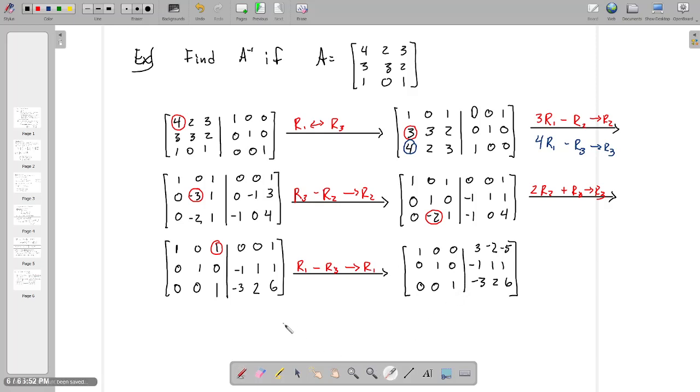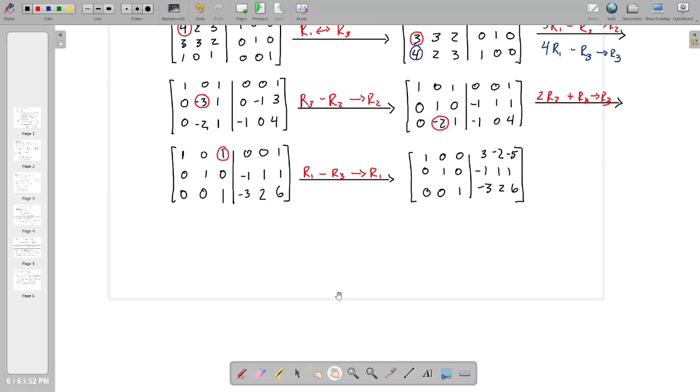And now I have it exactly how I want it. I have reduced row echelon form. Notice that I have the identity on the left side now. This is the identity. This will be A inverse. So my A inverse is 3, -2, -5, -1, 1, 1, -3, 2, 6.